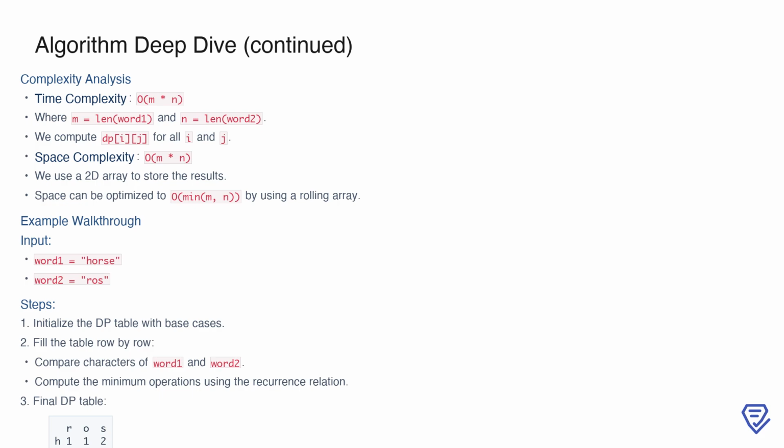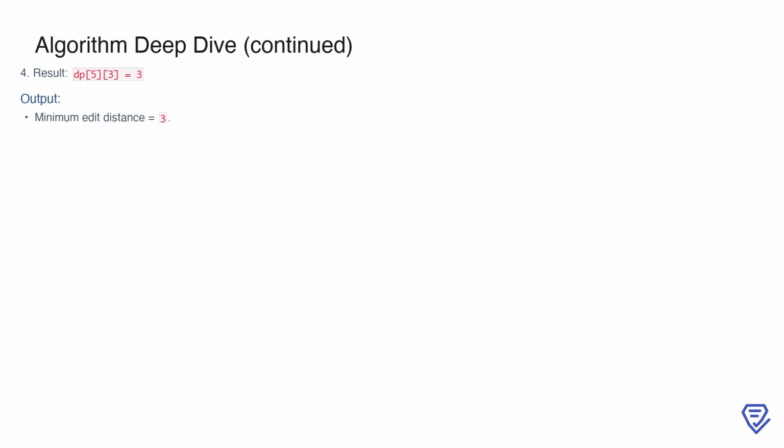For this example, the final DP table would look like this: rows labeled as H, O, R, S, E and columns labeled as R, O, S. The numbers in the table represent the minimum edit distances for each pair of substrings. After filling the table, we find the result in the bottom right corner of the DP table.